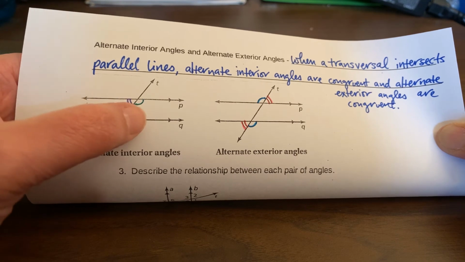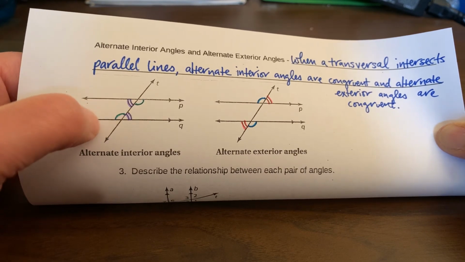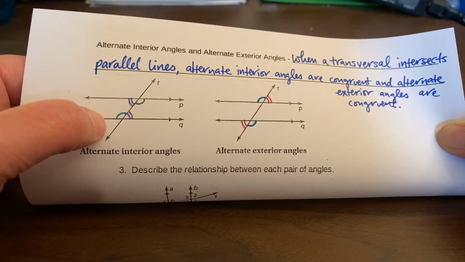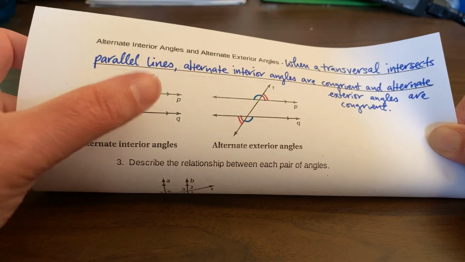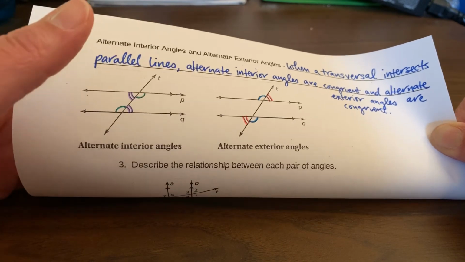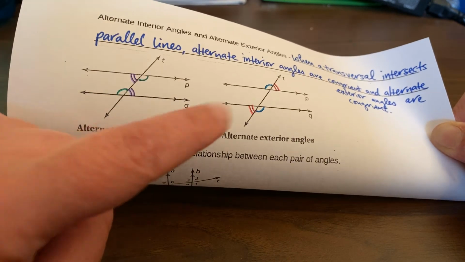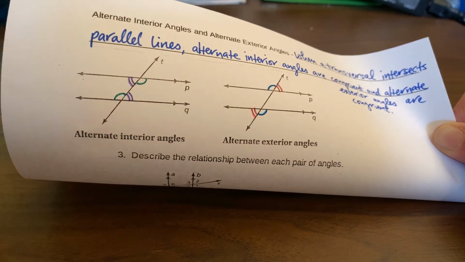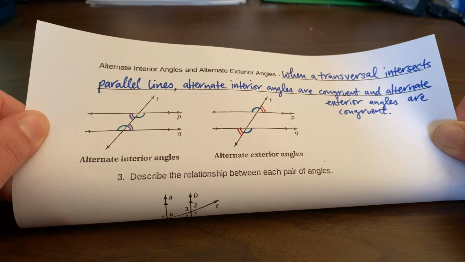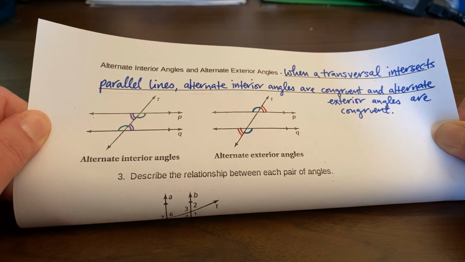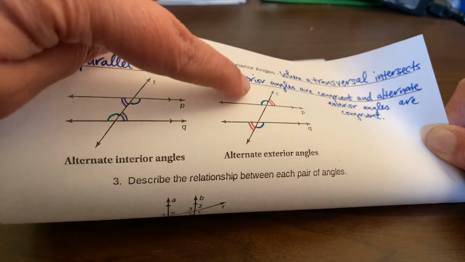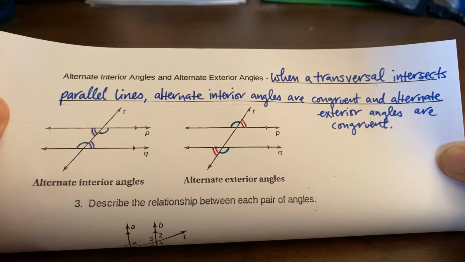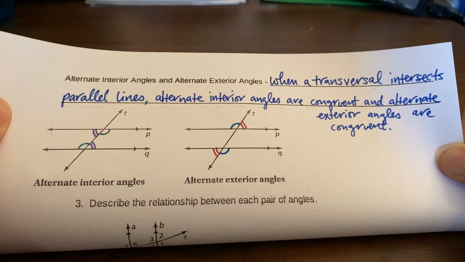They are on opposite sides of the transversal, but they are in between the P and the Q, in between the two parallel lines. Now, what about alternate exterior? Exterior means outside, right? And so these angles are on the outside of the two parallel lines, but they are on opposite sides of the transversal. That's what the alternate means. So you can see the single blue guys there, or the double pinks. Notice the blue guys are on opposite sides of the transversal.